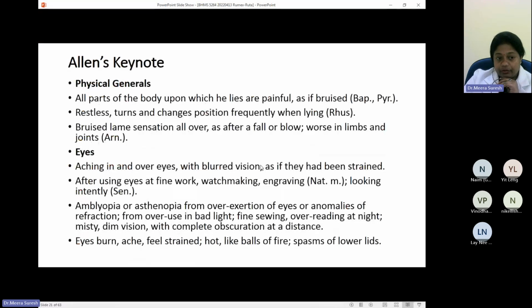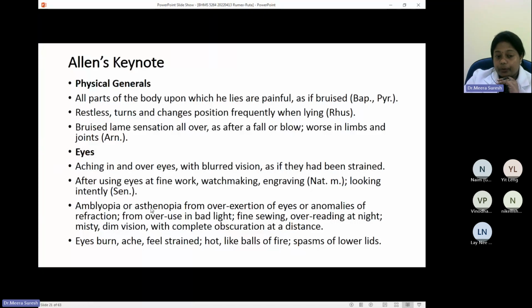I told you that eye complaints are very important. Due to extreme straining, as if they had been strained, there will be extreme aching pain in and over the eyes with blurred vision. After using eyes at fine work like kneading, stitching, watch work, and engraving, when people are looking intently and that results in complaints of the eye region, orbital, not neuralgia, but along with that, if there is muscle pain or ache in the eye area, we can think about Ruta.